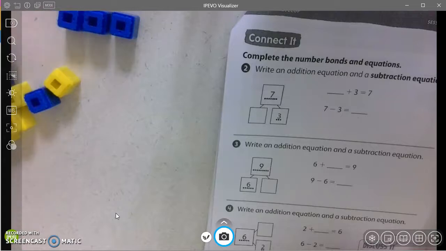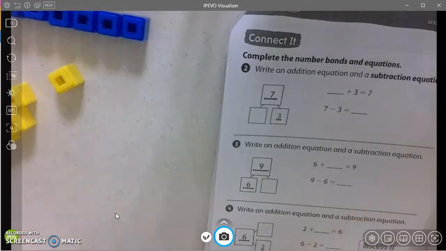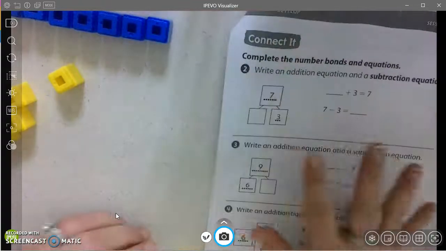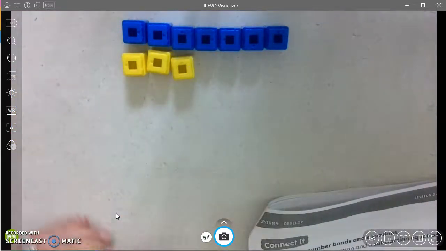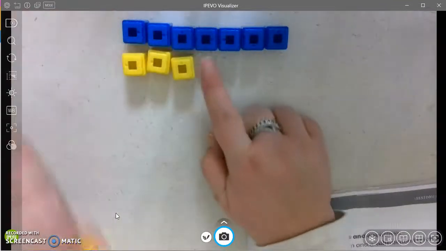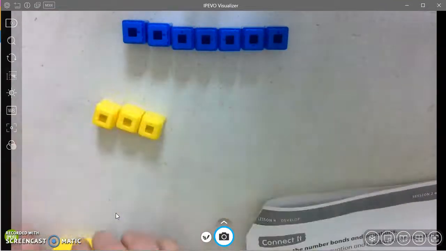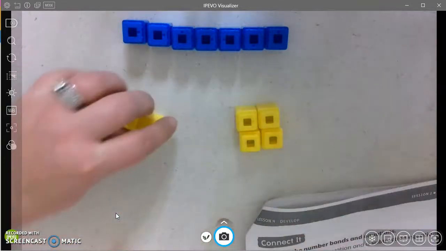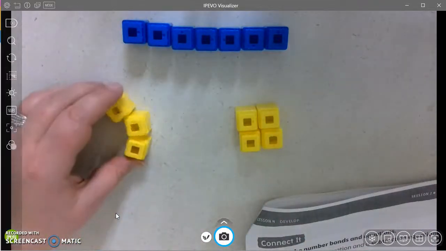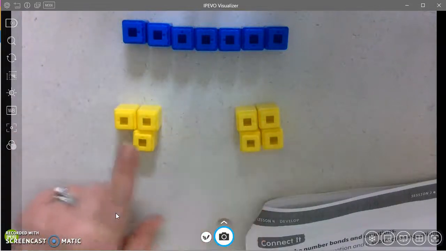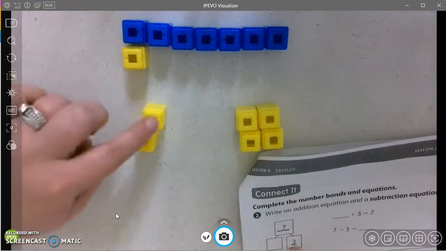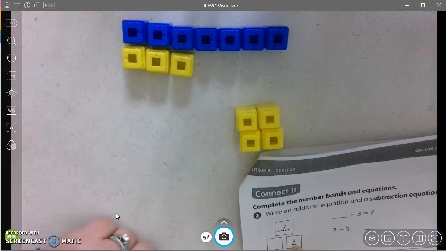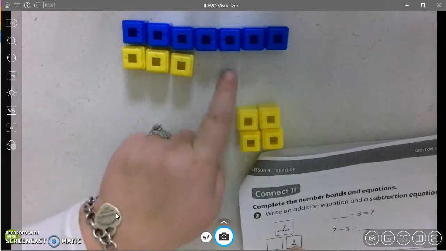1, 2, 3, 4, 5, 6, 7, which you can't see all of. 7. And 3 was the part that they gave us. So real quick, I'm going to match up 3. And then my other part, if 3 are matched up, is going to be 1, 2, 3, 4. So 3 plus 4. And 4 is my missing number only because 3 is the part that they gave me. And I figured that out by matching them up. Okay? And then I have 4 blues that aren't matched up.